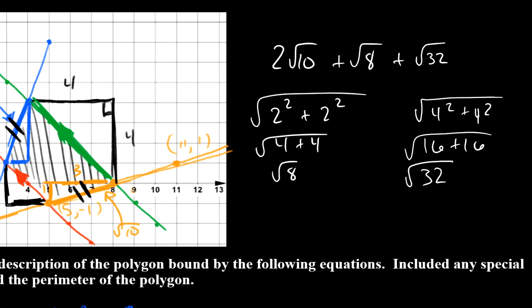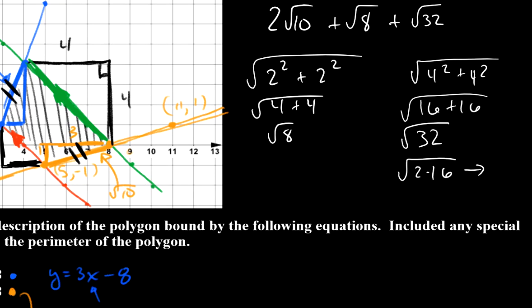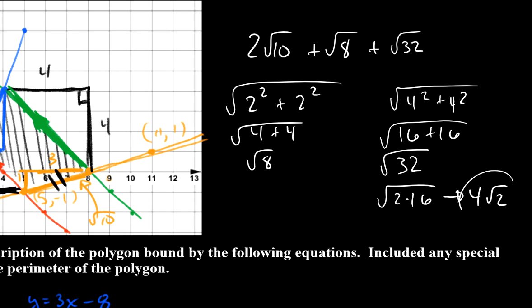Root 32, because that is 2 times 16, I could rewrite this in simplified radical form. That's a 2 times a 16. And the square root of 16 is 4. So I could write this as 4 times the square root of 2. So that's equivalent to the decimal value of root 32.